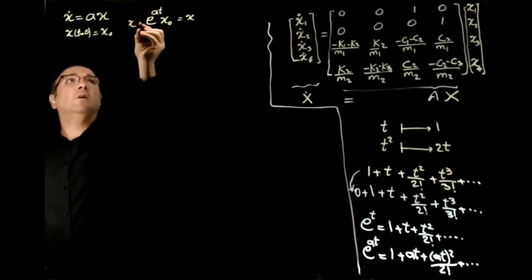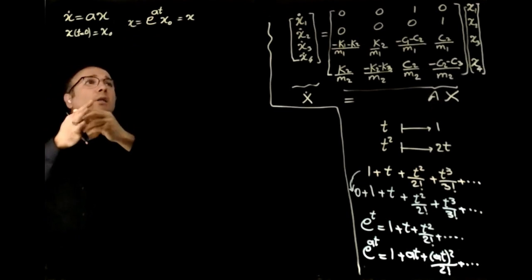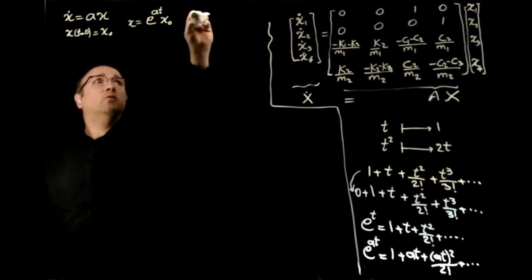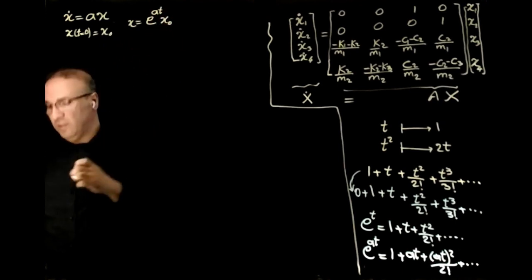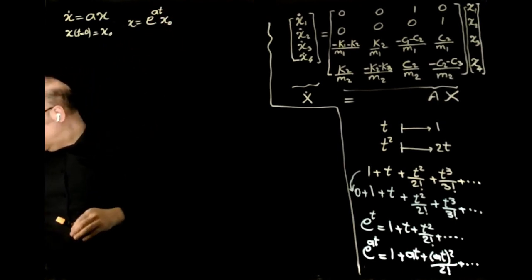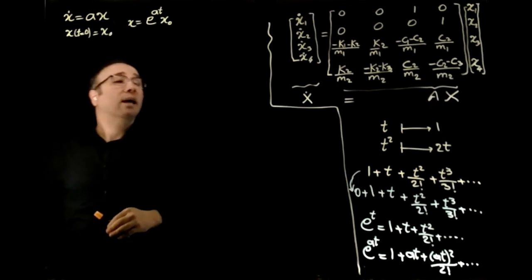So x equals that, right? Because we see that the derivative would be a comes out and down. This is just a number, right? So it would be ax, and at time 0, e to the power of 0 becomes 1. So we would have just x0.